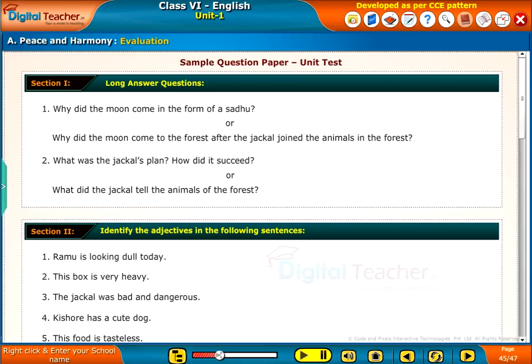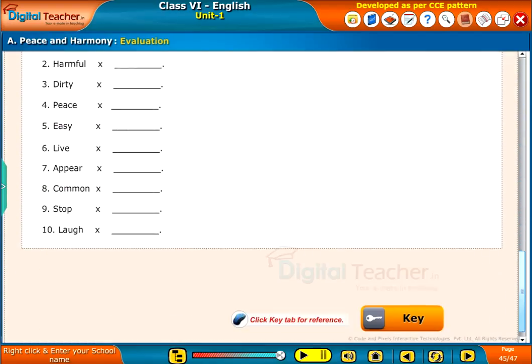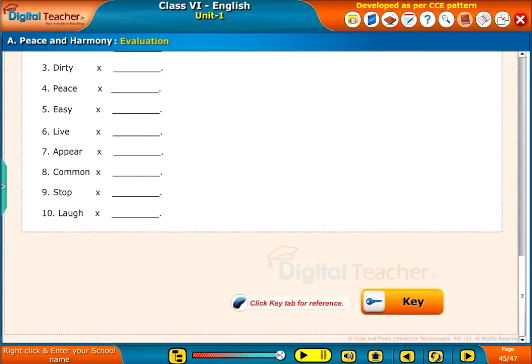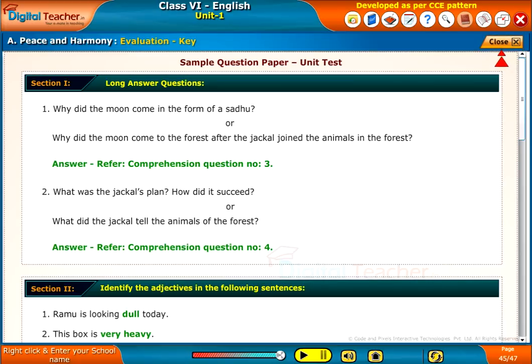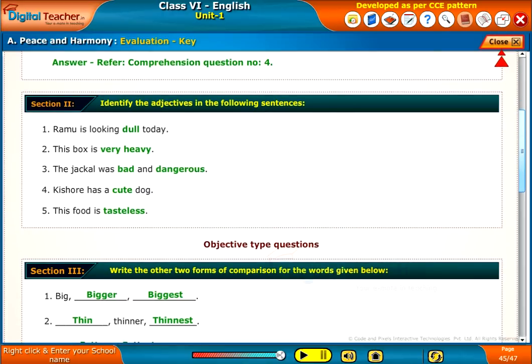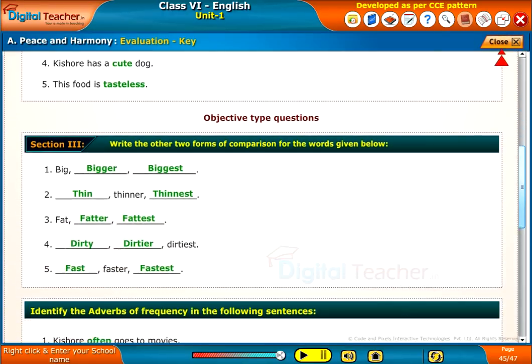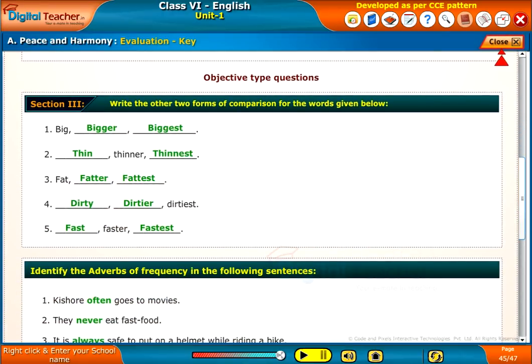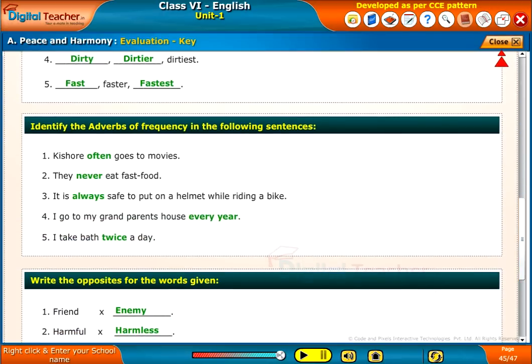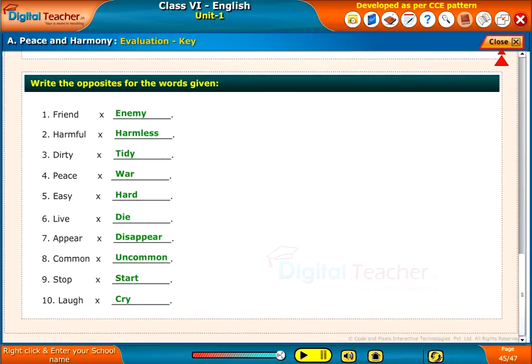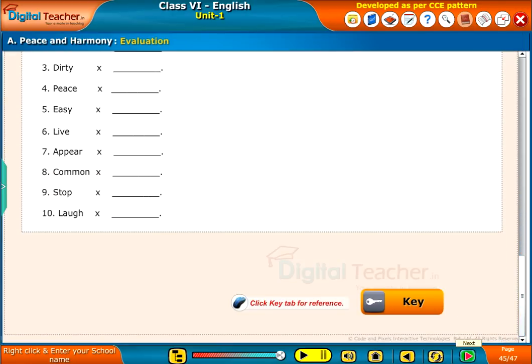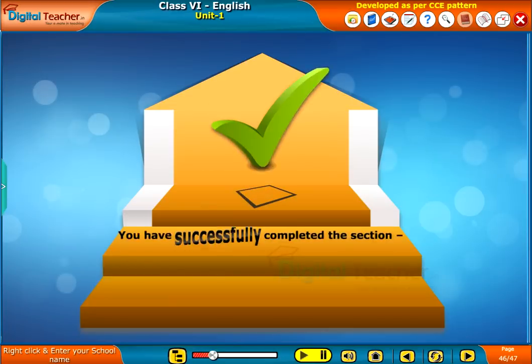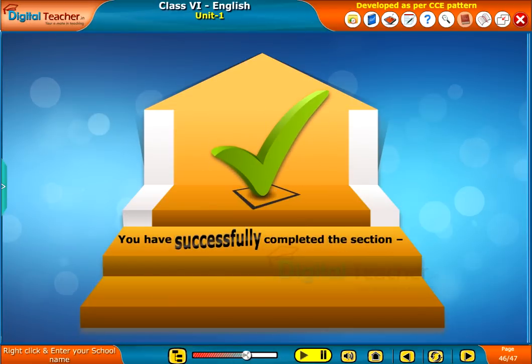Check your understanding of the lesson by taking up the mock unit test. You have successfully completed this section, Peace and Harmony.